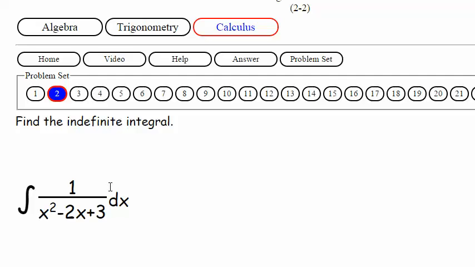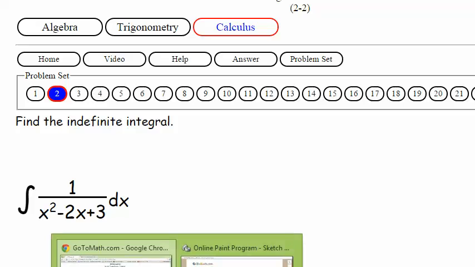Well, I'll give you a clue. We're going to have to rewrite this thing. We're going to have to transform it. It's not too bad. So rewriting the integral, we have 1 over x squared minus 2x plus 3 dx. Well, we're going to have to do what's called completing the square.